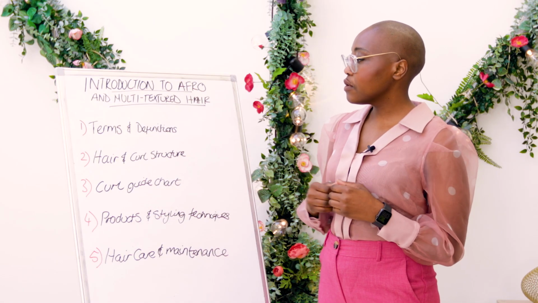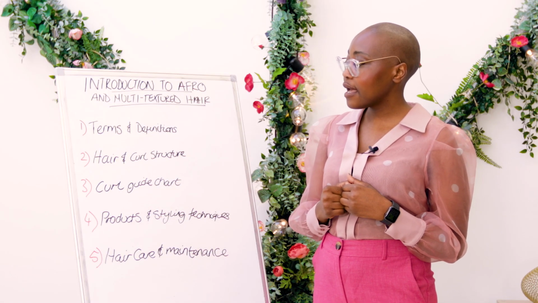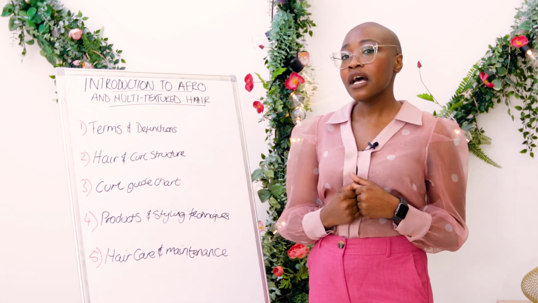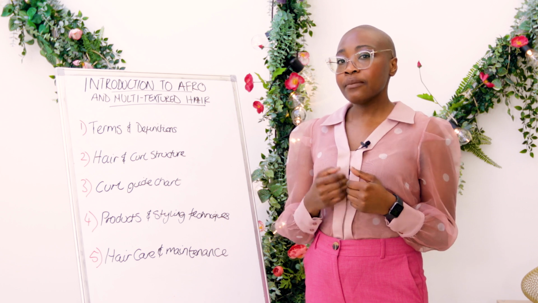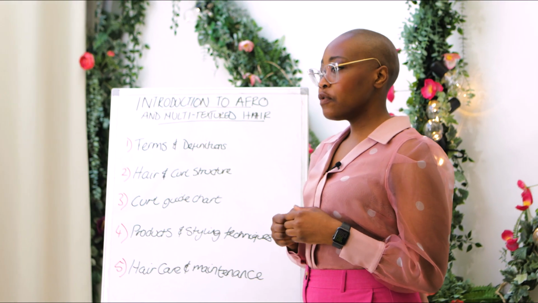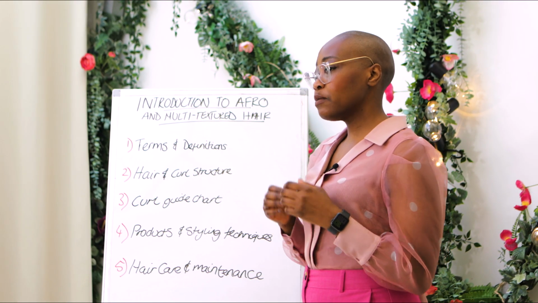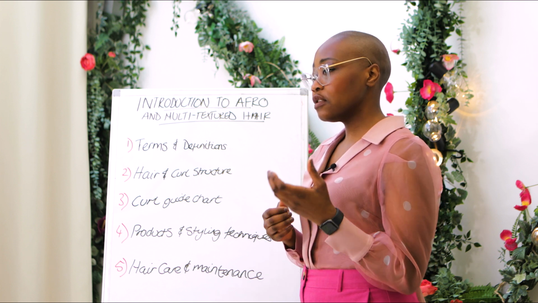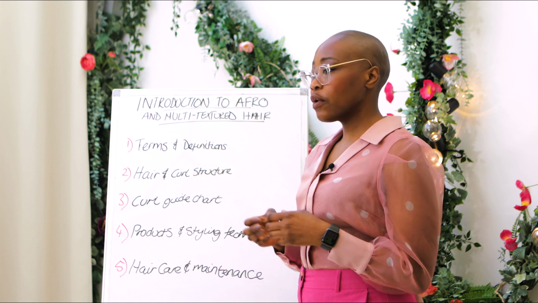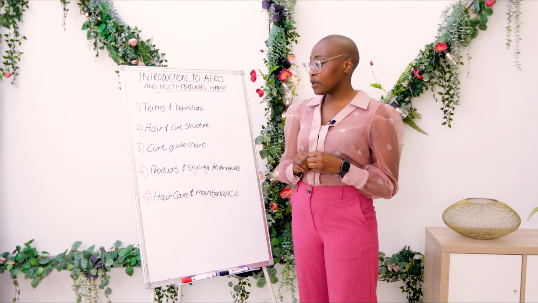The next thing we're going to look at, the third key point that we have, is the curl guide chart. I'm going to go in and describe and explain that a little bit more. Some of you might already be familiar with this, but we use numbers and letters to describe specific structures that we see in the curl patterns, such as 3A or 4A. So we're going to look a little bit more about that as well.